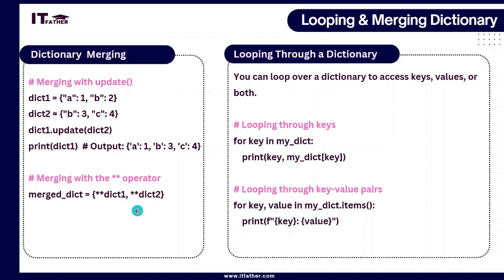Another thing we have: if you want to merge dictionaries, we can use the double asterisk symbol. With the help of this double asterisk operator, we can merge dictionary 2 into dictionary 1 in this format. For that we need to use double asterisk dictionary 1, comma, double asterisk dictionary 2. The same output will be displayed here.